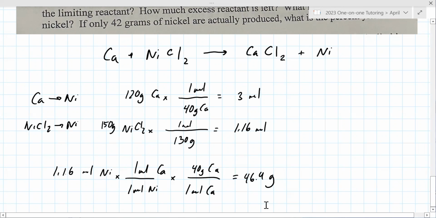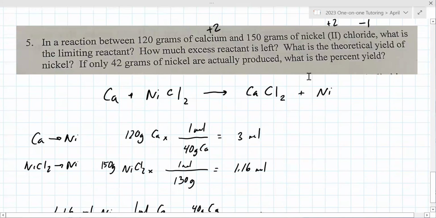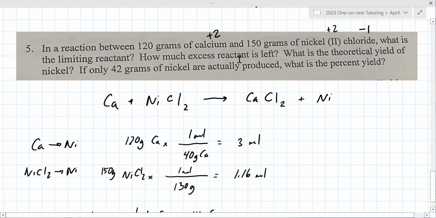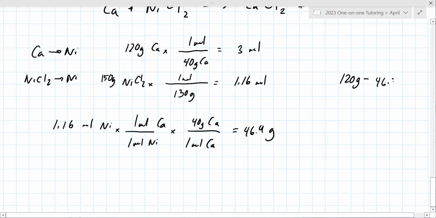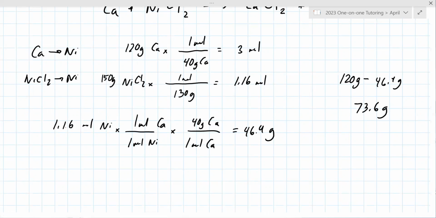So you only need 46.4 grams, but they gave you 120 grams to start out, which is way too much. That's how much excess reactant is left: 120 grams minus the 46.4 grams, which is 73.66 grams. Does that process feel clear? Yeah, it does. And that is actually one of the numbers on number 5.